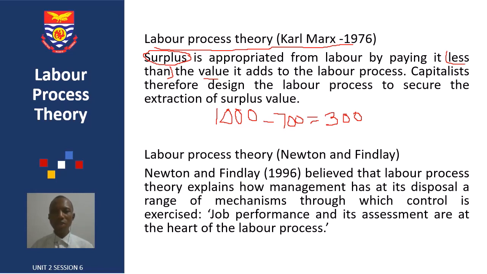So in a capitalist society, they try to pay less than the value that they are getting so that they will get surplus. For instance, as we did here, the 300 Ghana cedis.